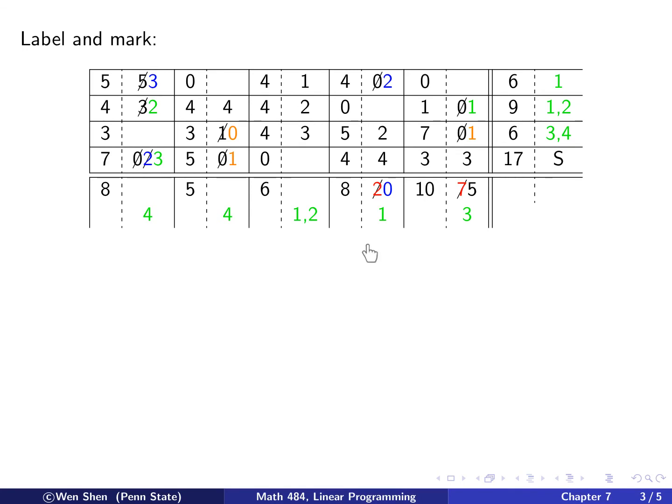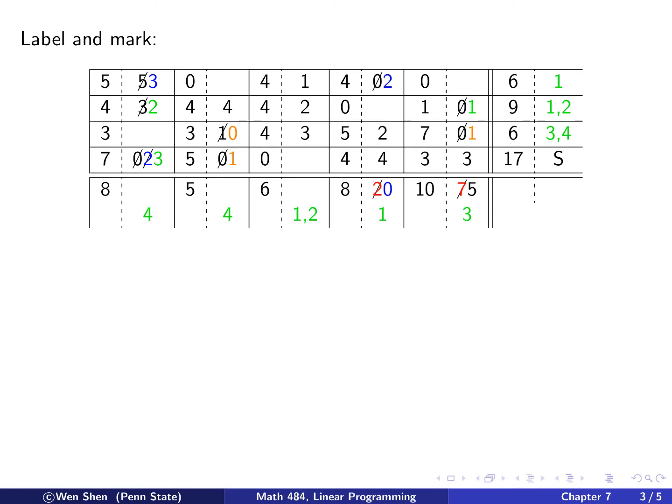Okay, next we go to column 4, and can I also decrease this number? Yes, we can do that. So we would label column 4 here. Okay, now row 3 is being labeled, connecting to column 3 and column 4.